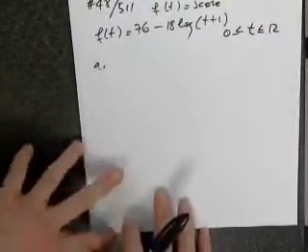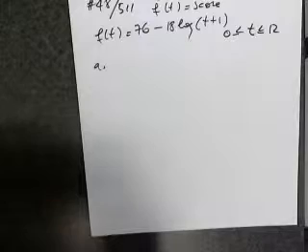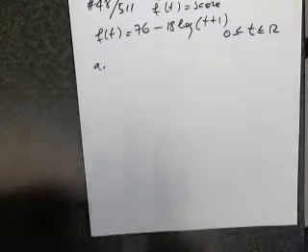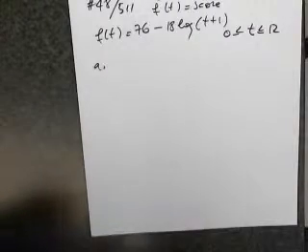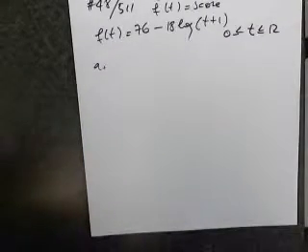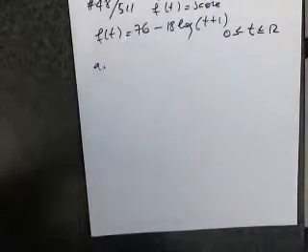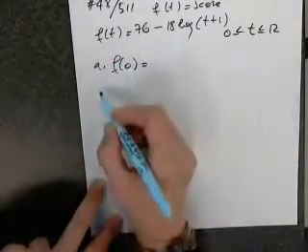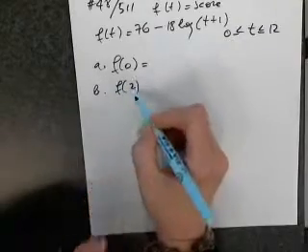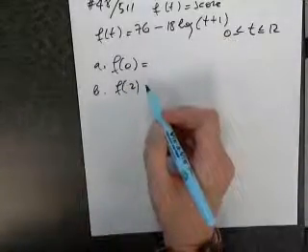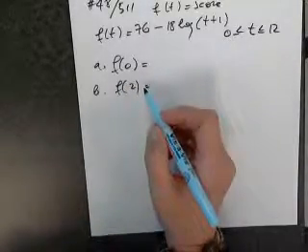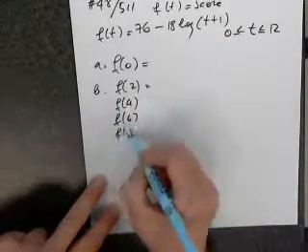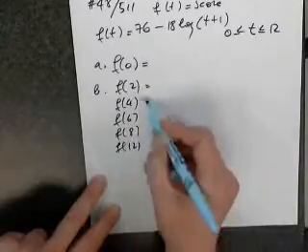So what am I asked to determine? They're asking when t is 0. Exactly. That's the initial. That's always the initial. And then in part B, they're asking us to find 2, 4, 6, 8, and 12.